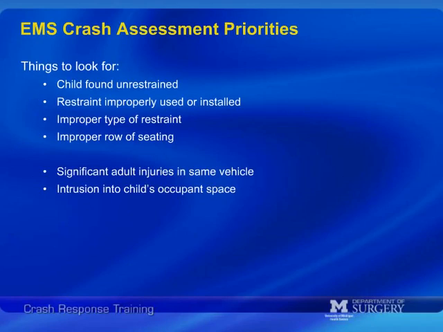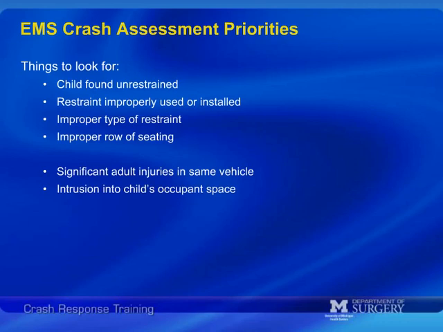As an EMS professional, when you show up on the scene, there are several crash assessment priorities that you should have. The things that you should look for are, 1, a child that's found unrestrained in the vehicle, 2, a child that was using a restraint improperly, or the restraints, for instance, a child safety seat was improperly installed. Another thing to look for is the improper type of restraint for the child that's in the vehicle, and also an improper row of seating.